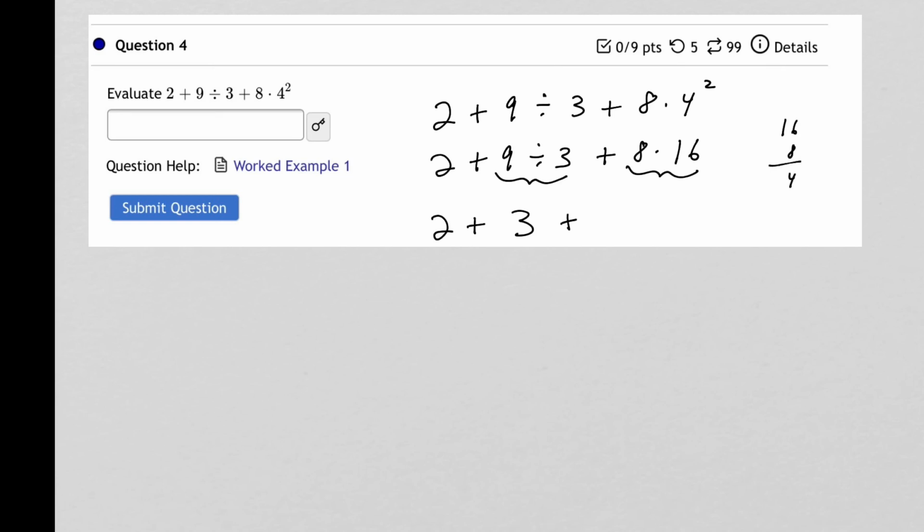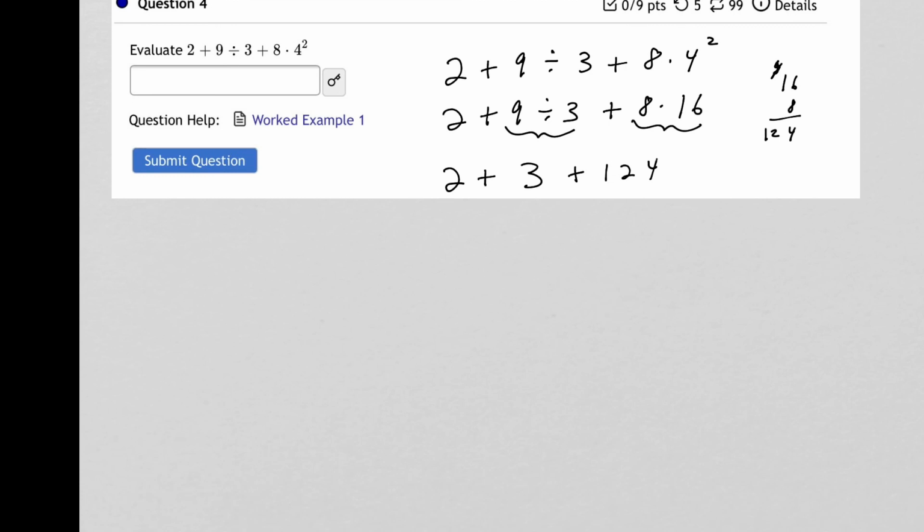This is 48, and then 8 times 1, oops, this is a 4. 8 times 1 is 8, plus 4 is 12, so it's 124. And now I have just addition, so actually the order doesn't matter, but because you want to get used to doing things left to right, because if we had addition and subtraction, it would have to be done left to right, let's just do this left to right. So I will do 2 plus 3 first, which is 5. And then finally I can do 5 plus 124, which is 129. And that would be my answer.